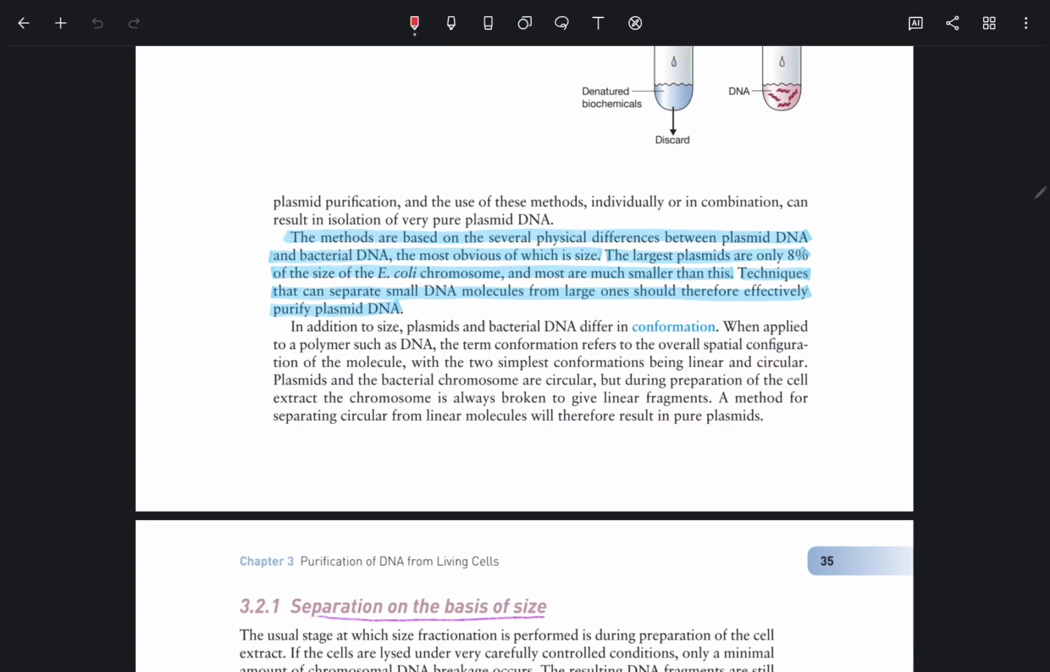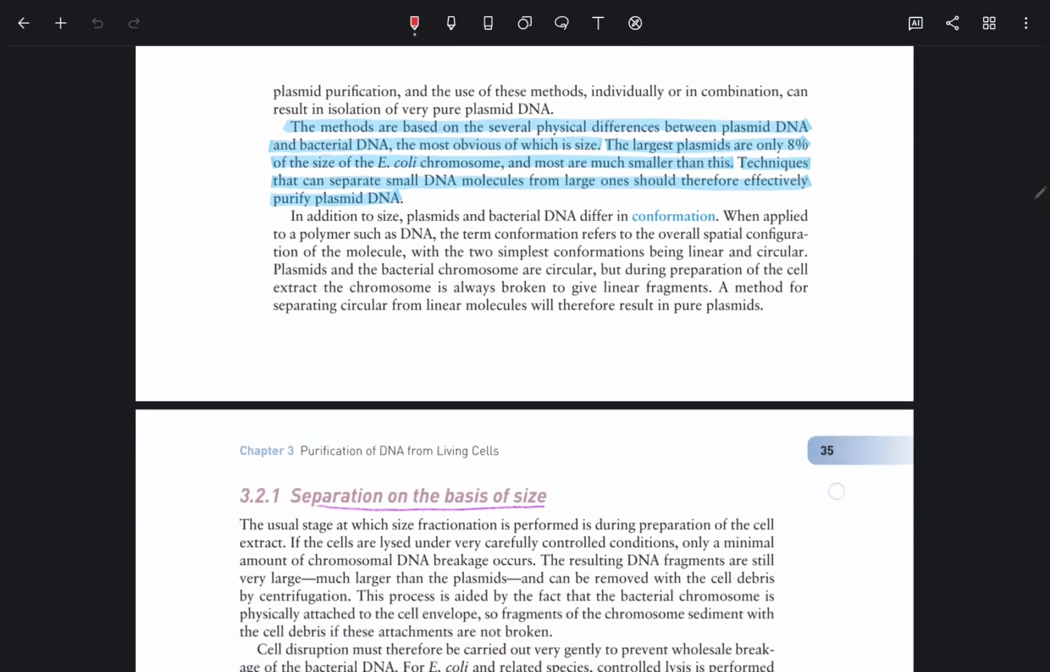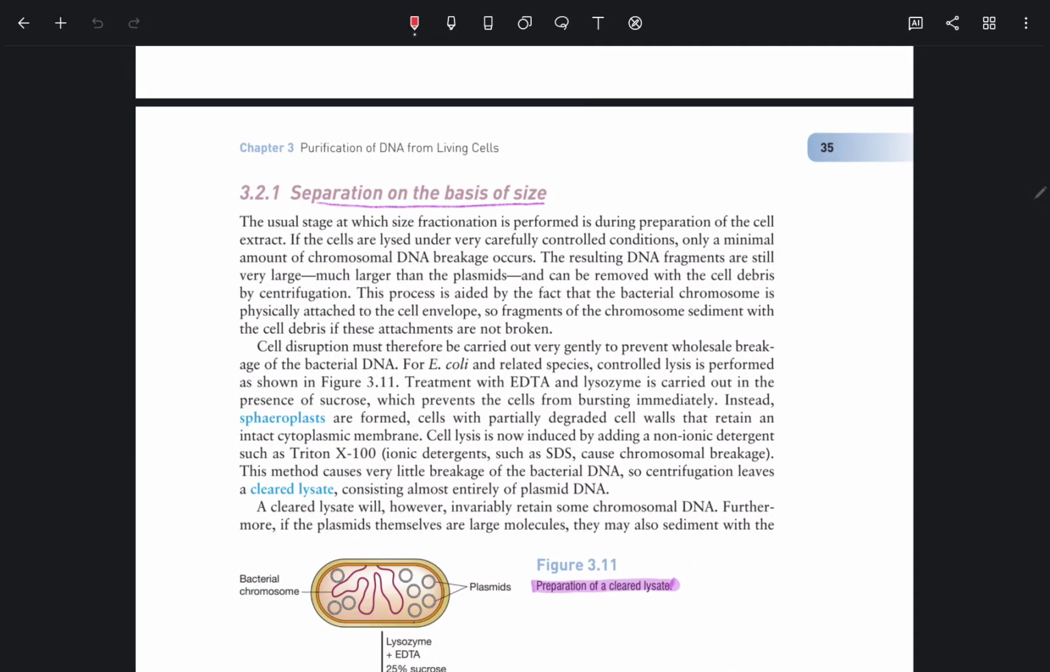The methods are based on several physical differences between plasmid DNA and bacterial DNA, the most obvious of which is size. The largest plasmids are only 8% of the size of the E. coli chromosome, and most are much smaller than it. Techniques that can separate small DNA molecules from large ones should therefore effectively purify plasmid DNA. Separation on the basis of size.